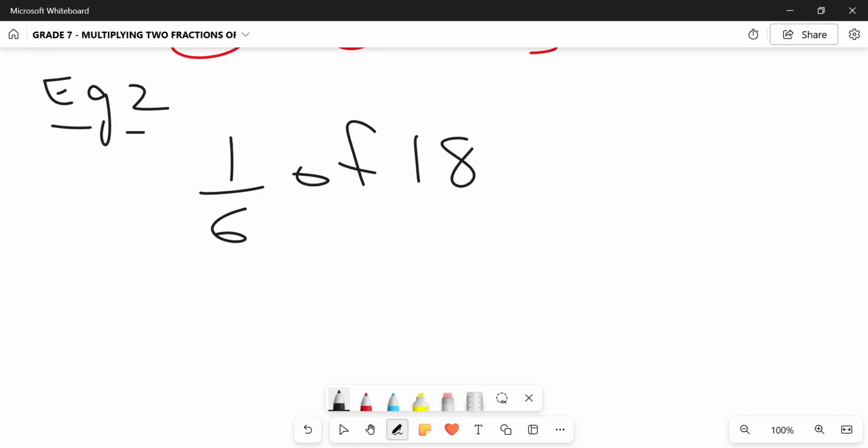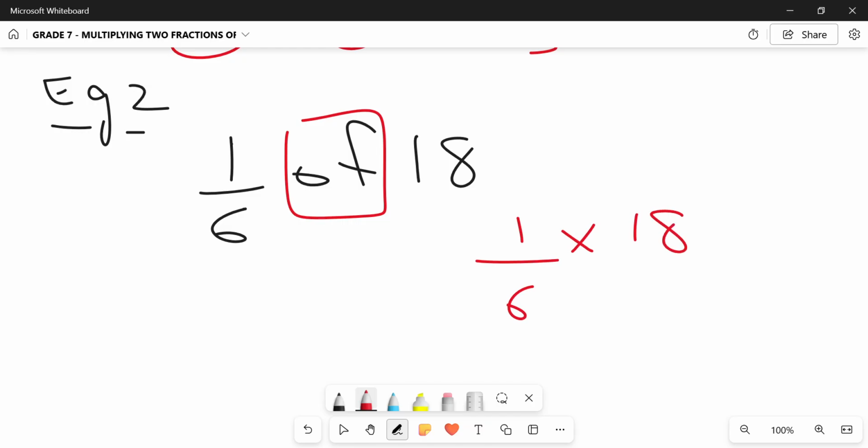Now, what we need to do is evaluate it. 1 over 6 of 18. So this "of" is converted into times. Just simplify it out. Here we have a fraction like 1 over 6, and in the other part we have only a whole number. So we can cancel diagonally. I can cancel: 6 ones are 6, 6 threes are 18.